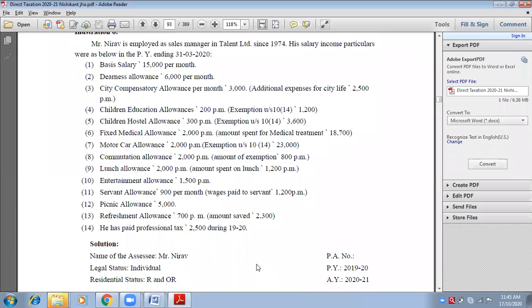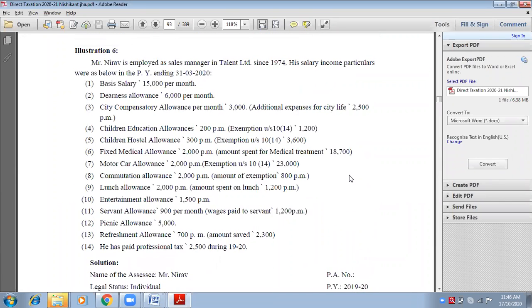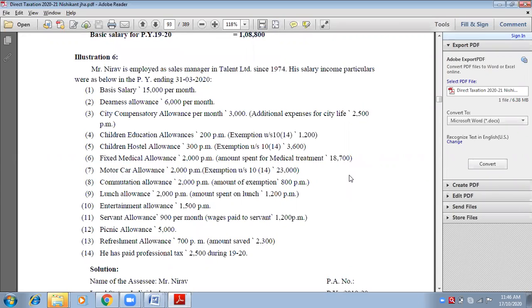Outer column 1,80,000. Next, dearness allowances, 6,000 per month. So you need to show the bracket. See, they have also written 6,000 into 12. You just have to put this amount into the bracket: 6,000 into 12. What is the answer of 6,000 into 12? 72,000. Outer column, 72,000. Very good.